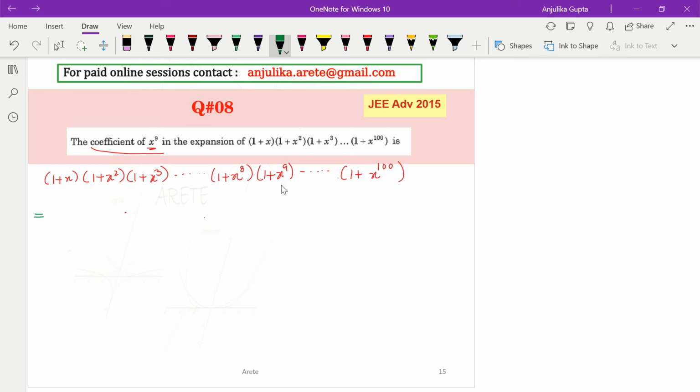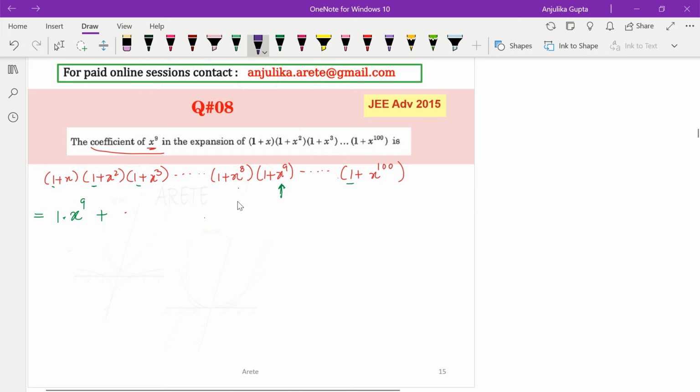Simple. You just choose x power 9 from this bracket. What do you do with every other bracket? You choose a 1. Like 1 from this bracket, 1 from this bracket. Every other bracket you choose a 1. So 1 times 1 times 1, every bracket is giving you a 1. Just that this bracket is giving you x to the power 9. So that is one way to get x power 9.